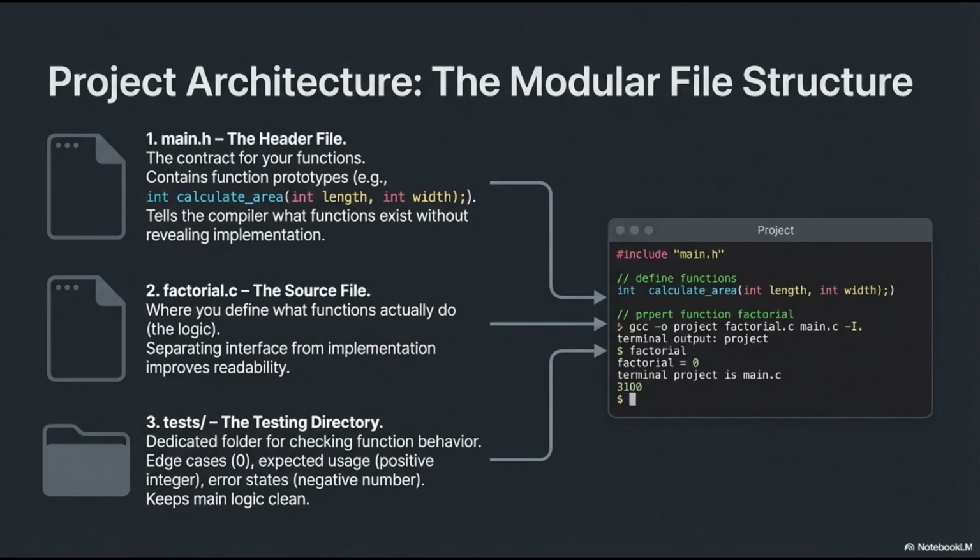Real-world code is modular. You break it into pieces. You have header files like main.h, which are like a public contract. They declare, hey world, here are the functions I offer, but they don't show how they work. Then you have your source files like factorial.c. This is where the secret sauce is, the actual logic and implementation. And finally, you have a totally separate place for your tests, which lets you hammer on your code to make sure it's bulletproof without cluttering up the main logic.